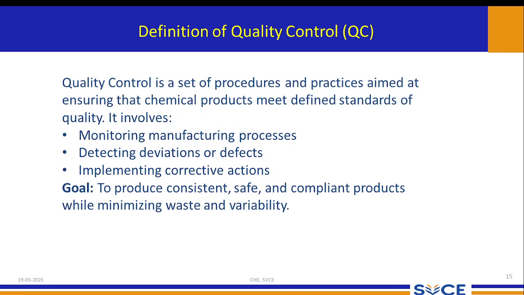Quality control is a set of procedures and practices aimed at ensuring that chemical products meet defined standards of quality. It involves monitoring the manufacturing process, detecting deviation or defects, and implementing corrective action. Corrective action is very important, so that only then can you achieve maximum yield, maximum safety, reliability, and so on. So the goal is to produce consistent, safe, compliant products while minimizing waste and variability.